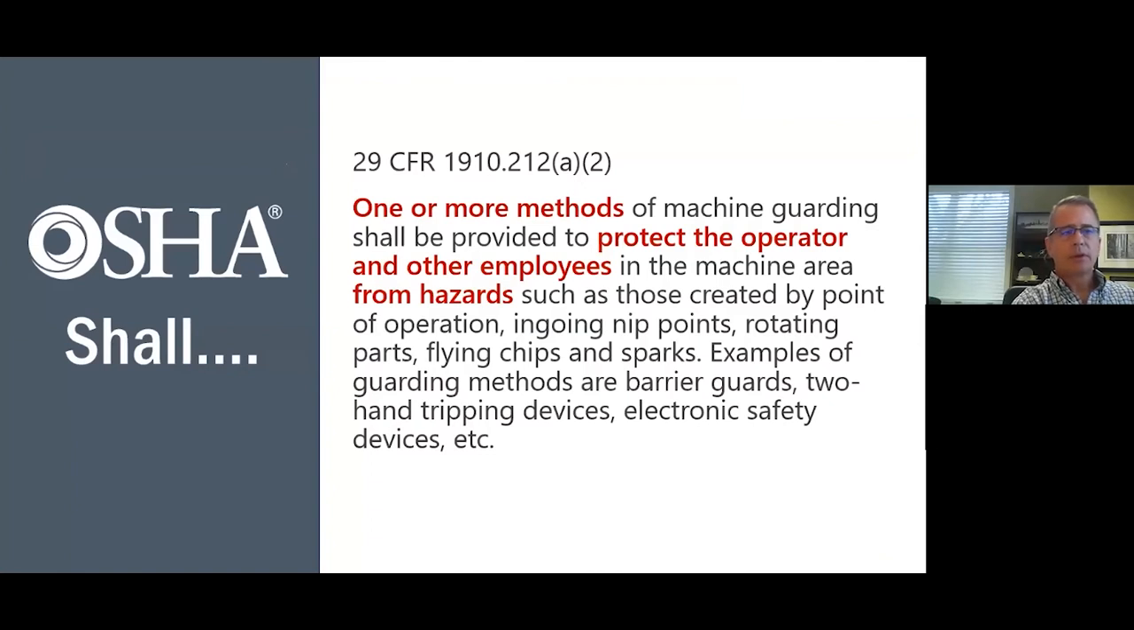So what are the things that OSHA cites? There are two specific citations that are the catch-all for machine guarding that they're most likely to cite. 212A2 here, and I've highlighted certain things specifically because that's what we're going to focus on. One or more methods of machine guarding shall be provided to protect the operator and other employees in the machine area from hazards.